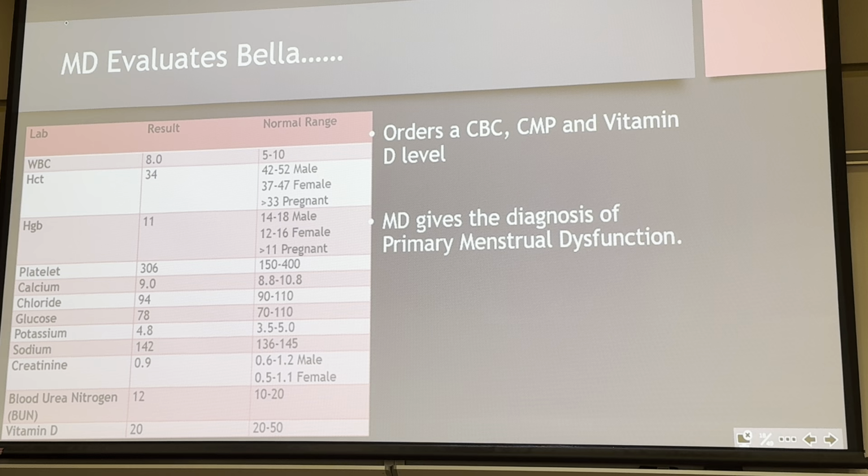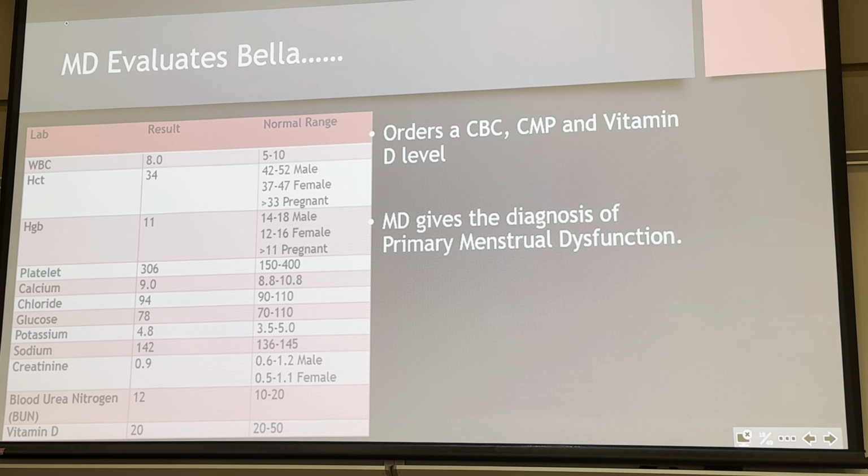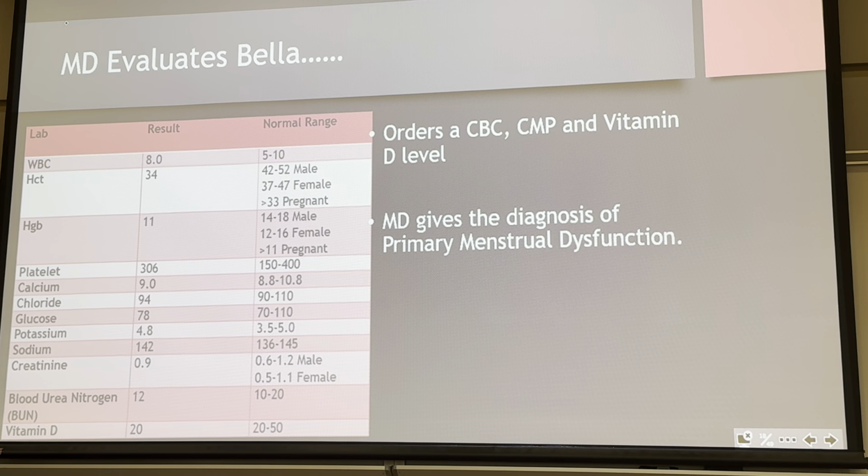We went ahead and drew some labs just to be thorough, but the only thing that came back a little abnormal was her vitamin D, and she was slightly anemic. We give her a diagnosis of primary menstrual dysfunction, and we start to do our education.